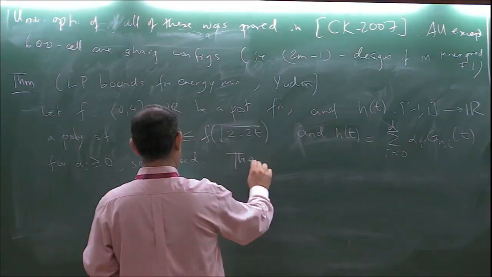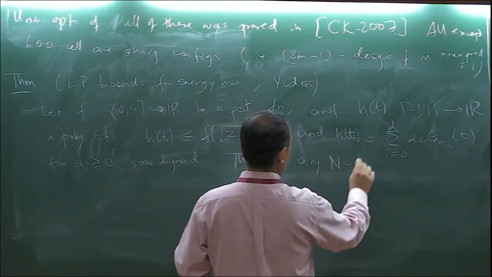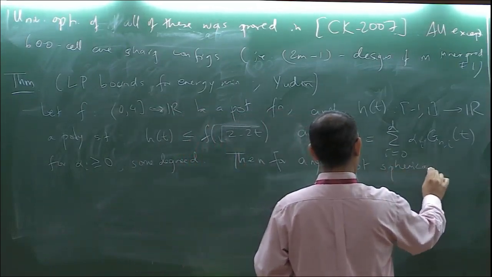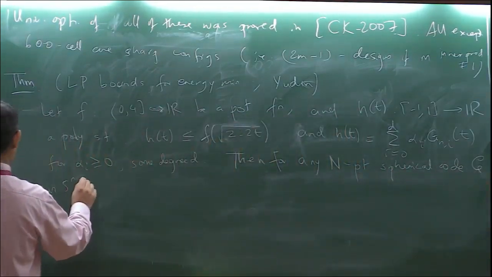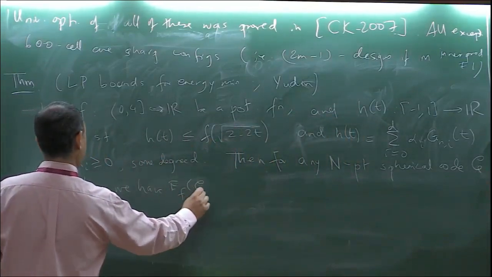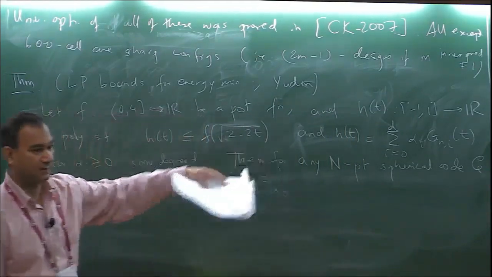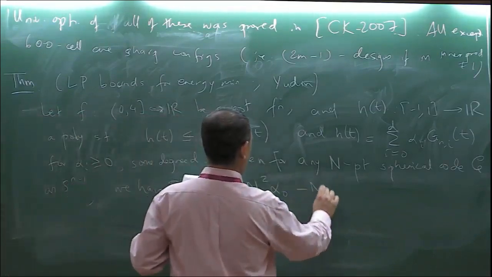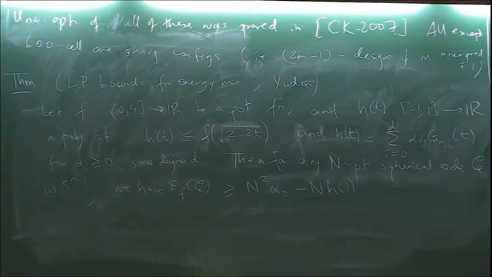Then the bound says for any n-point spherical code C on S^(n-1), we have the energy E_f of C is at least n squared alpha sub 0, the 0th Gegenbauer coefficient, minus n h of 1. Okay, that's Yudin's bound. All right. So the proof is essentially one line.